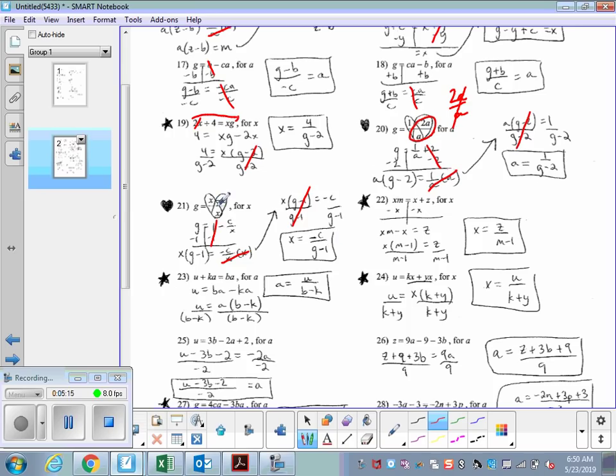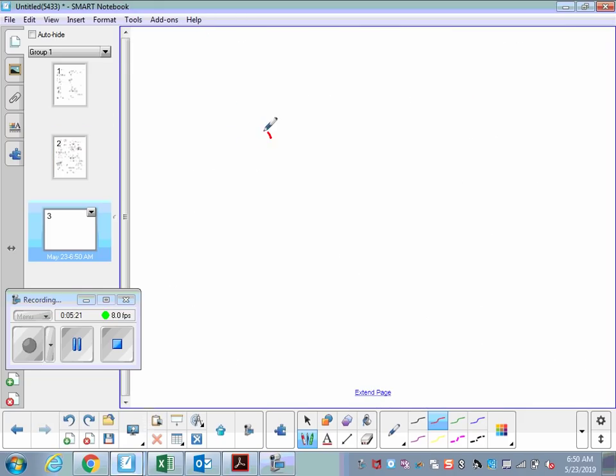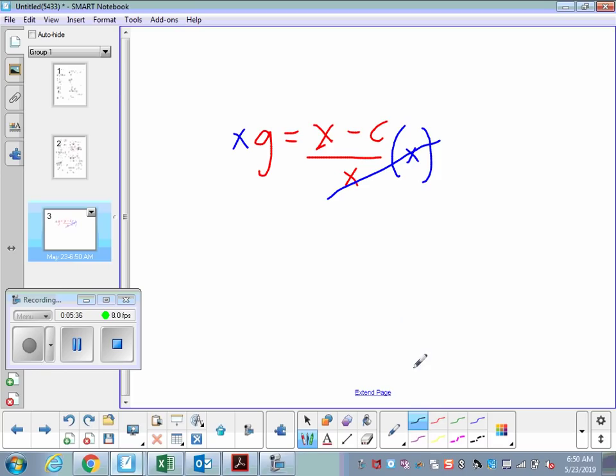Now for this problem right here, I'm actually going to get a new screen, and I'm going to show you that if your reaction, when you see the x minus c over x, is to start by multiplying both sides by x, that works too. I think for a lot of you that's going to be your instinct, so you might want to cross that out here. Now you've got x minus c in the numerator equals xg.